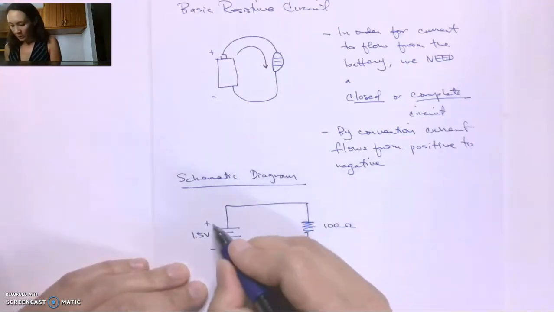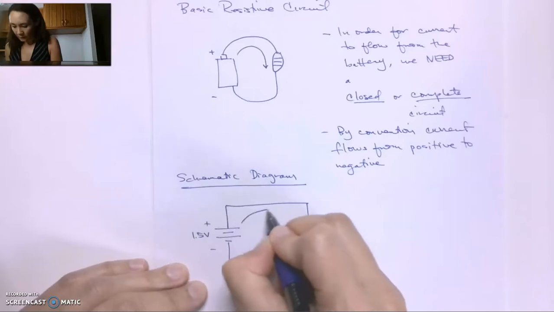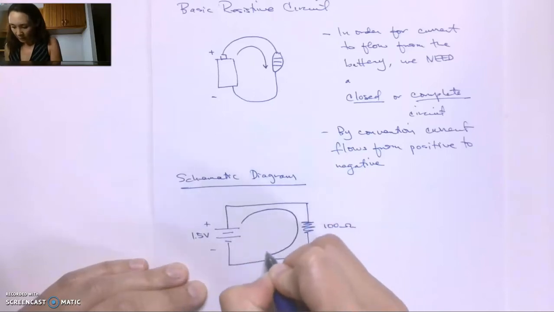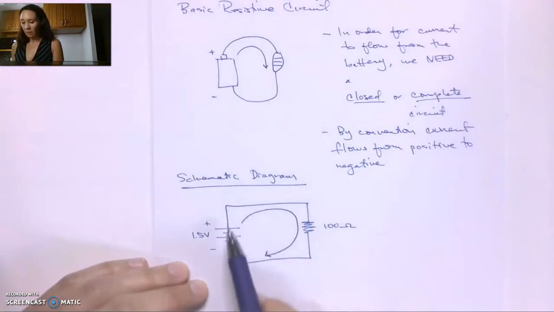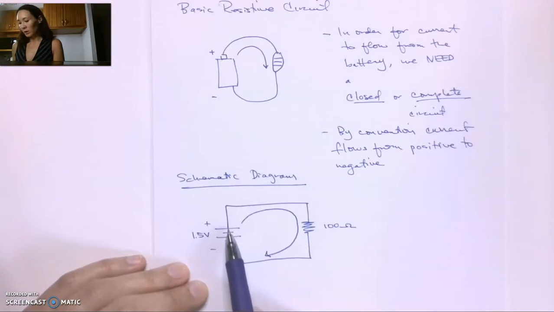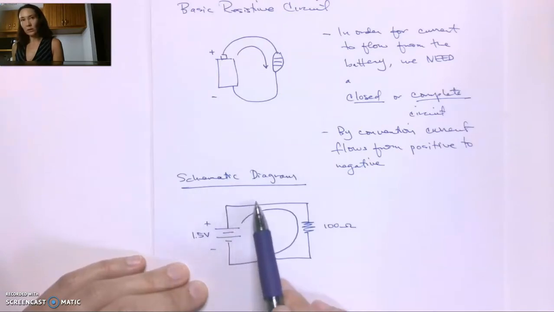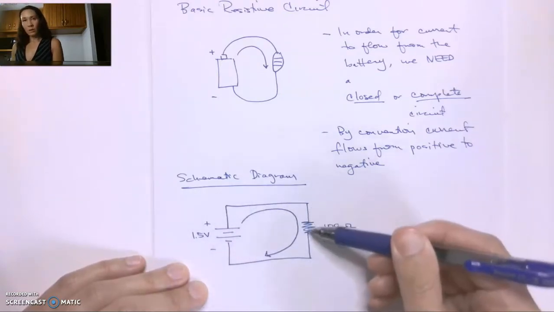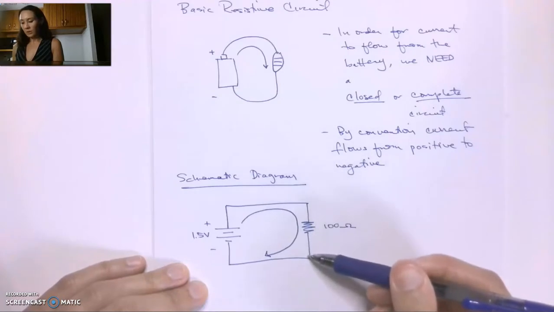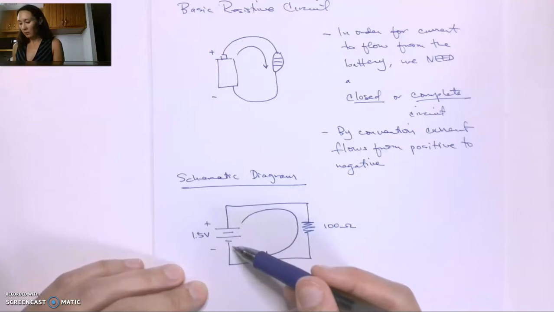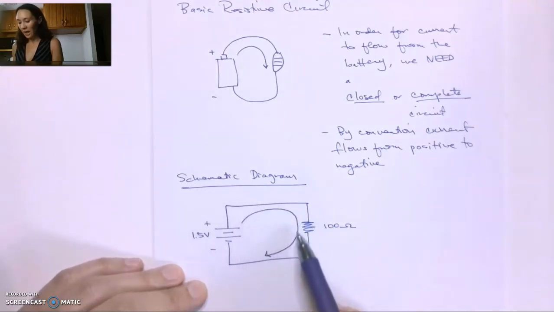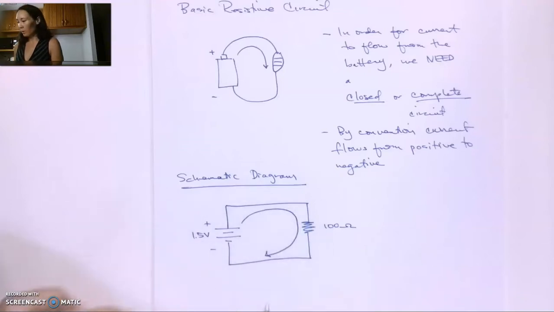The current, as we said, is going to originate from the positive terminal and come around in this direction to complete the circuit. So current's going to generally, by convention, flow in this direction. It's going to originate from the positive terminal of the voltage source, come around, go through the 100 ohm resistor, and then come back to the negative side of the voltage source. Okay, so we always are going to have this completed loop for our circuit.